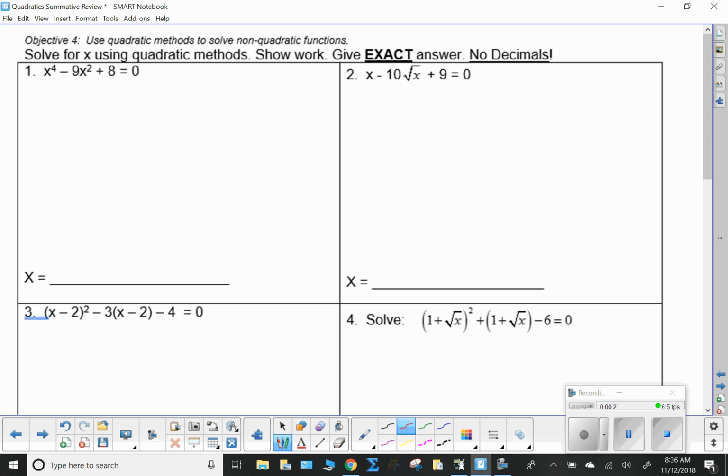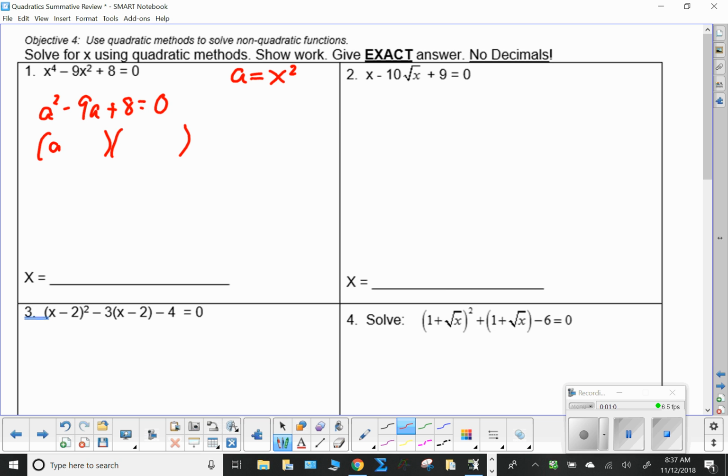x to the fourth minus 9x squared plus 8. You can either factor it as is, or you can let a equal x squared. I'm doing that because x squared squared is x to the fourth. So it's in quadratic form, but it's just not a quadratic. That's okay. Now I have a squared minus 9a plus 8 is equal to 0. I can factor this quite easily. I can say that a minus 8 times a minus 1 is equal to 0.